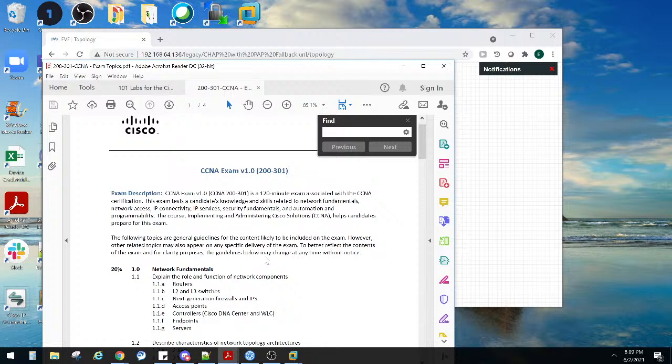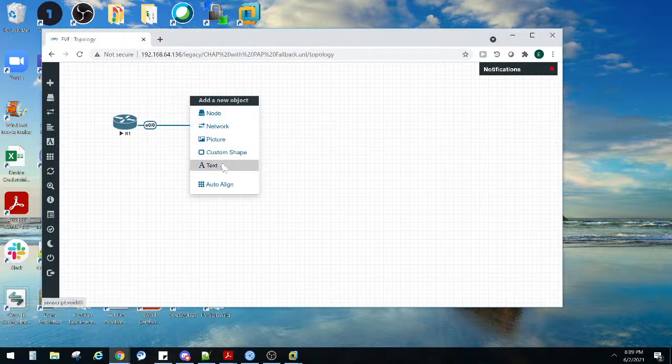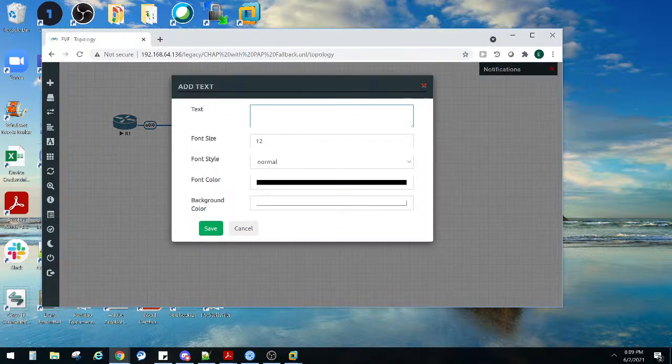PAP fallback is a useful feature if your CHAP authentication fails. So basically, he got two routers just like that, and he dragged and dropped them just like we did right here. The network for this, in case you don't have the book, I'll go ahead and type it in there. How could we type in the text? Oh, right click and then text. That helps.